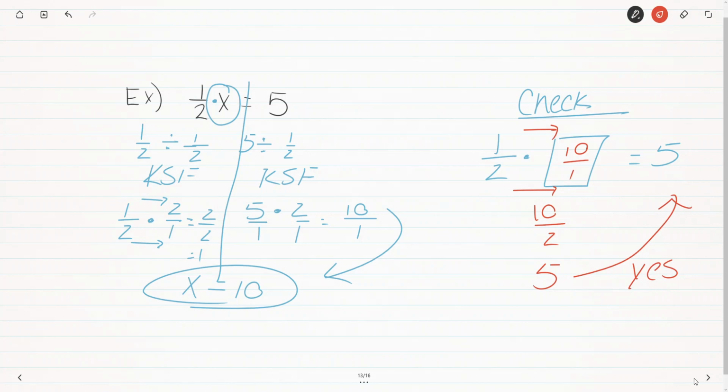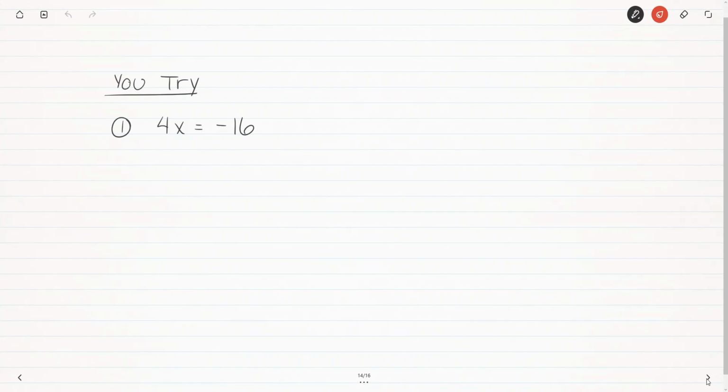All right, so your job, I want you to try this example. If you want to do modeling, you can do modeling, or if you want to do the math, you can do math. You choose your own work style, and unpause the video when you're ready to check your work.